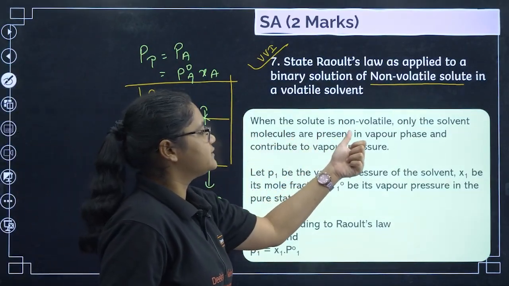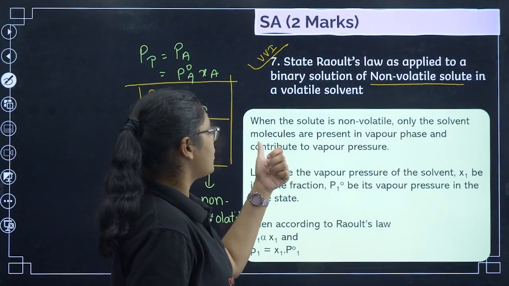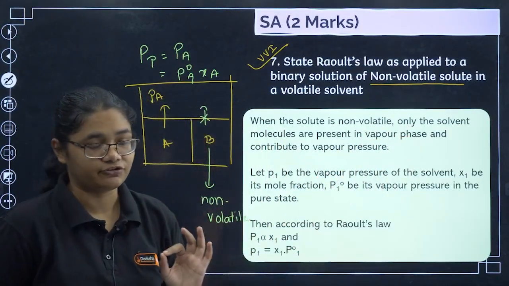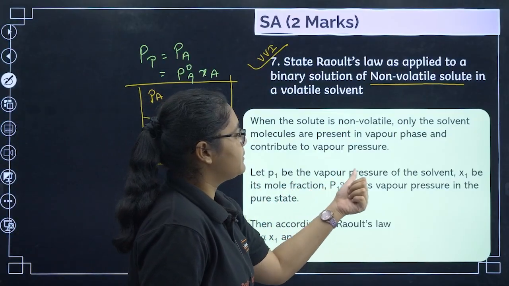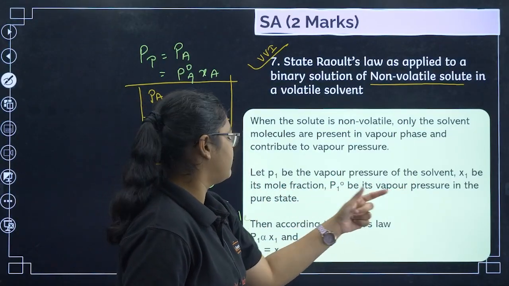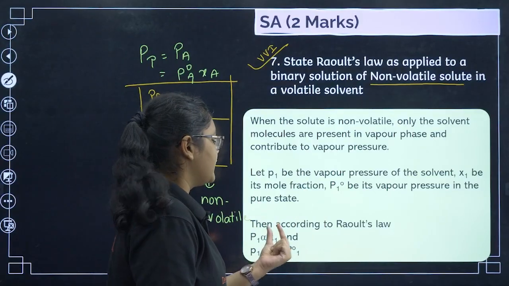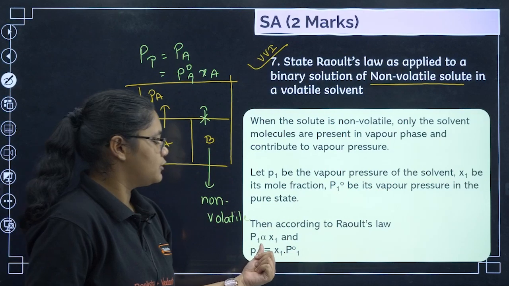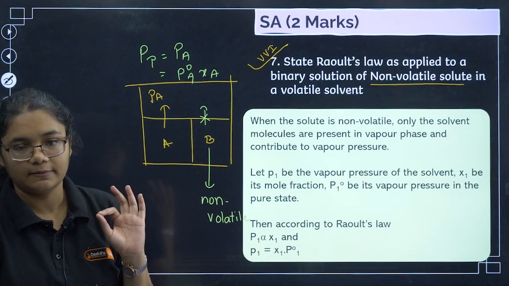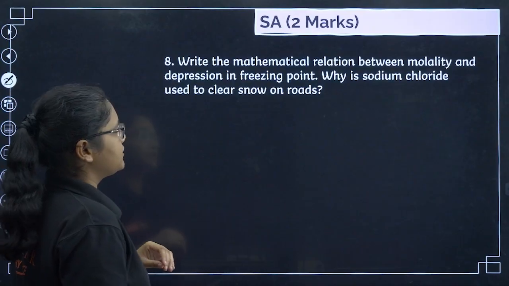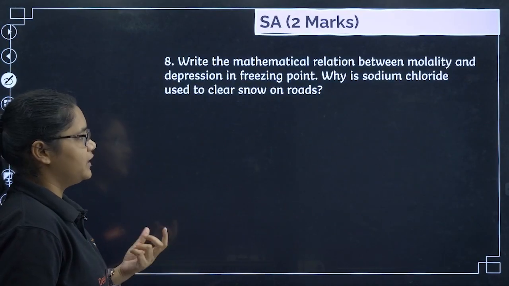When the solute is non-volatile, only the solvent molecules are present in the vapor phase and contribute to the vapor pressure. Let P1 be the vapor pressure of the solvent, X1 be its mole fraction, and P01 be the vapor pressure in the pure state. Then according to Raoult's law, P1 is proportional to X1, or P1 is equal to X1 times P01. Eighth question: write the mathematical relation between the molality and the depression in freezing point.